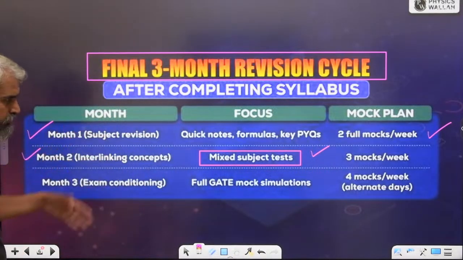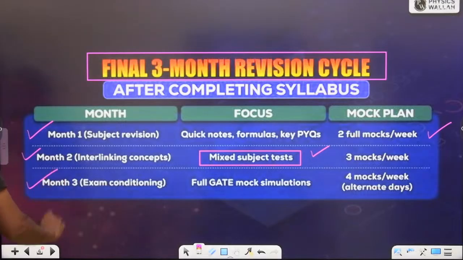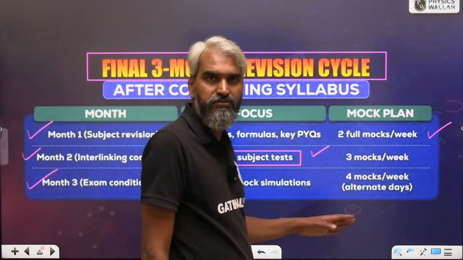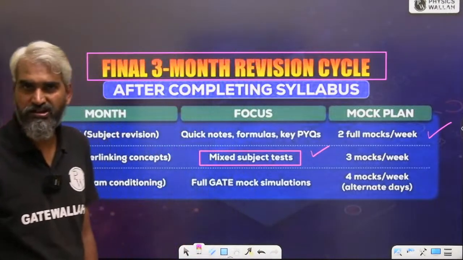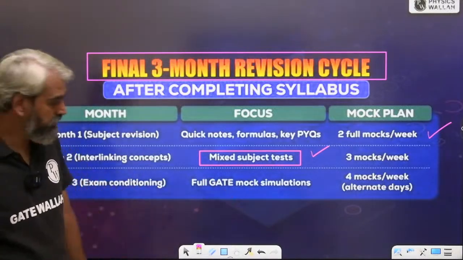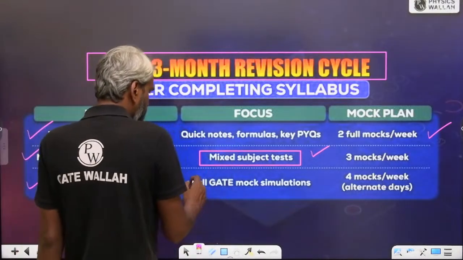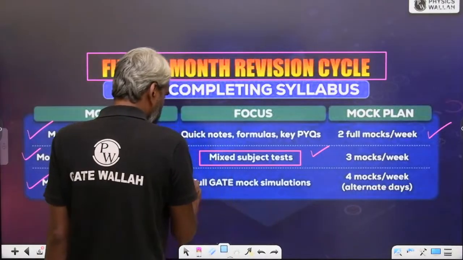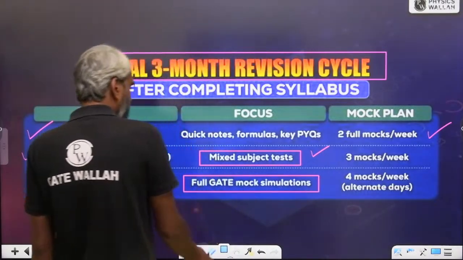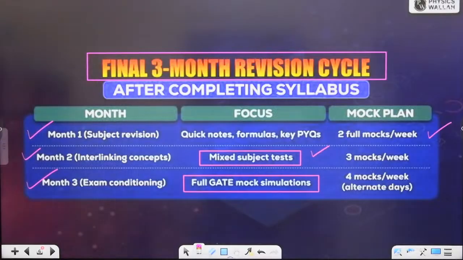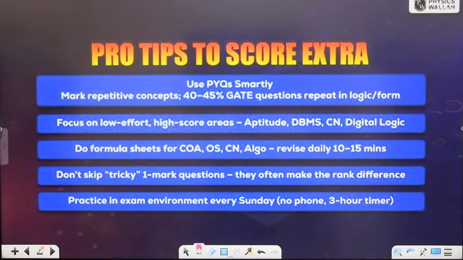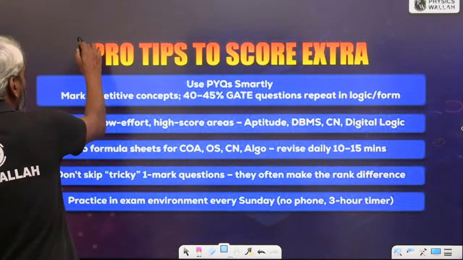In the beginning you can give 2 to 3 mock tests per week, then you can give 3 to 4 mixed mock tests per week. Then on an alternate basis, when you are in the final month of your preparation, those will be full length mock tests only. So in the beginning it will be subject-wise tests, then mixed subject-wise tests, and finally, those will be full-length mock tests. And almost every alternate day, you should give a mock test in your final month of preparation.